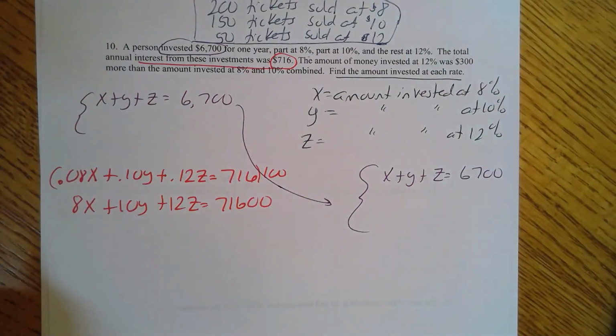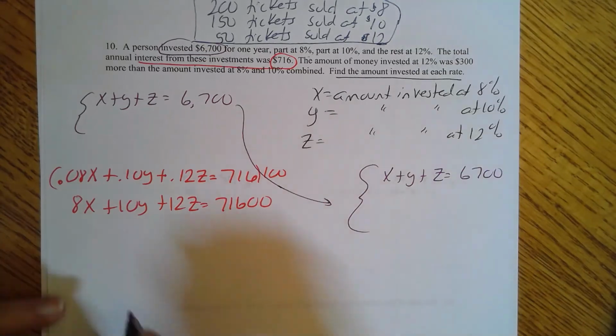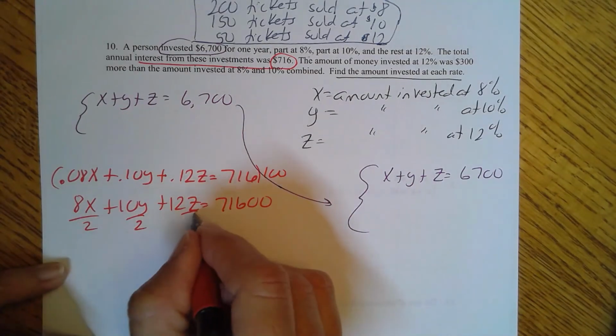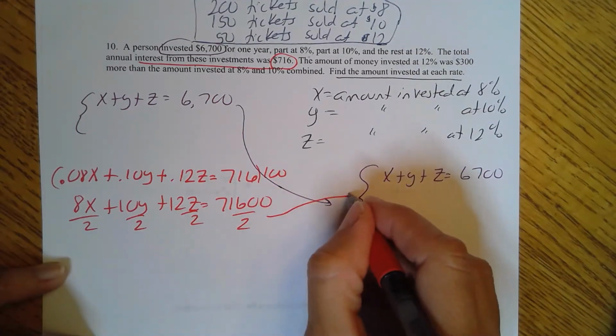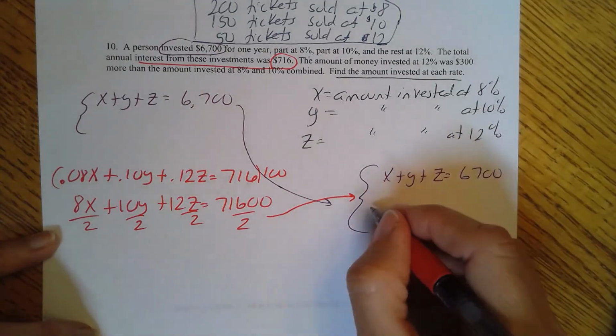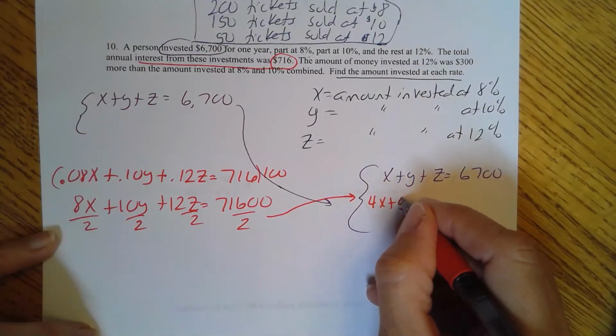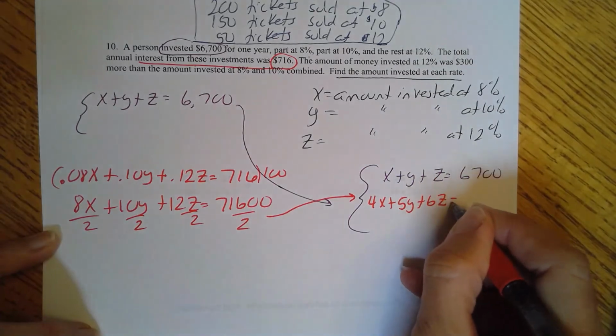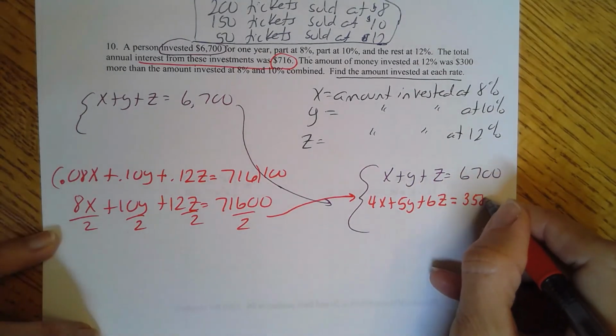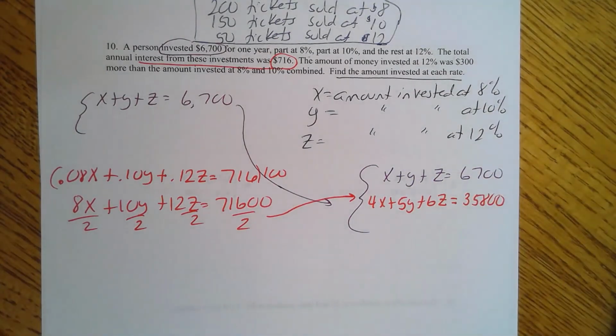71,600. Again, if you do not like larger numbers or want to work with a little bit smaller, I would divide all of these by 2. That's not a necessary step, but it does make your number smaller. So 4x plus 5y plus 6z equals 35,800. So then that last sentence is the one we have to translate.